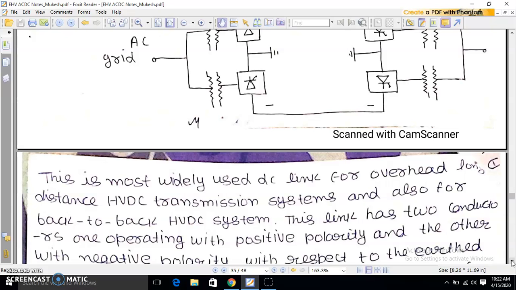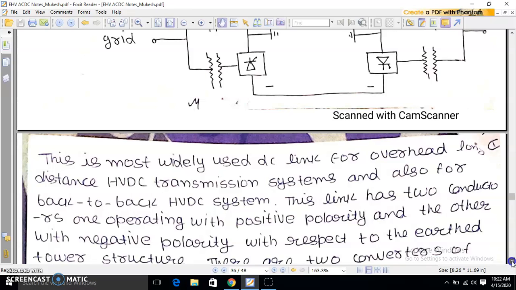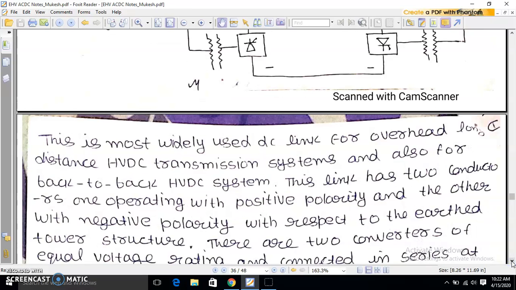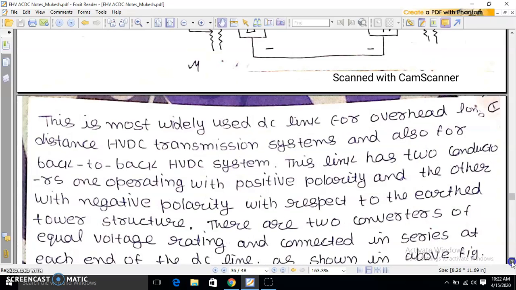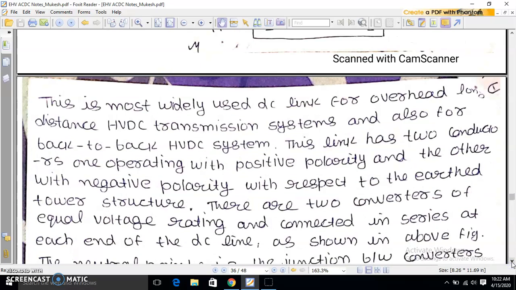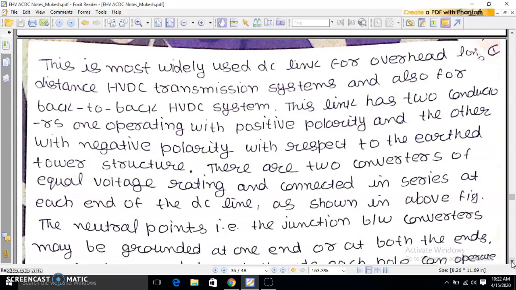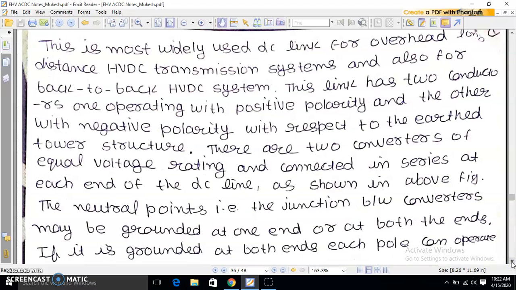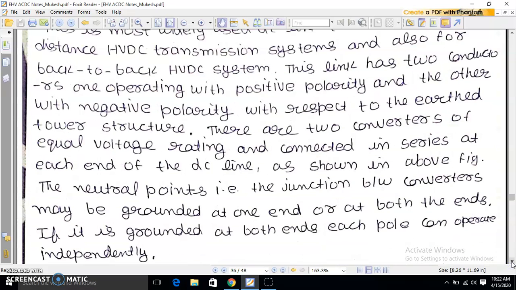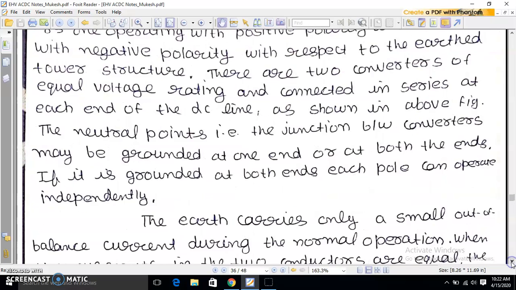This link has two conductors, one operating with positive polarity and the other with negative polarity with respect to the earth tower structure. There are two converters of equal voltage rating connected in series at each end of the DC line, as shown in the above figure. The neutral points, that is the junction between converters, may be grounded at one end or at both ends. If it is grounded at both ends, each pole can operate independently.